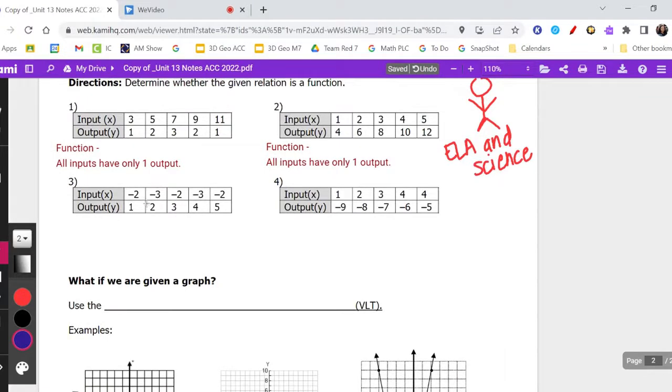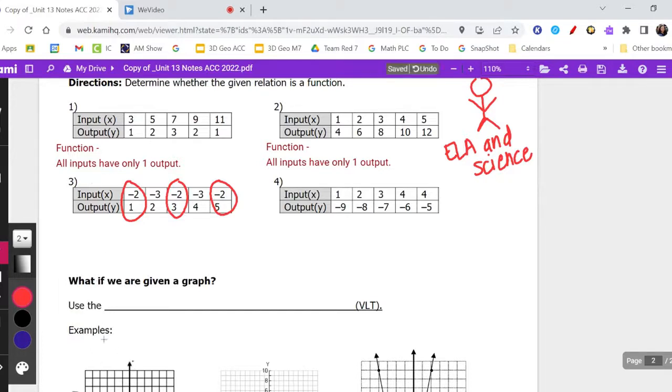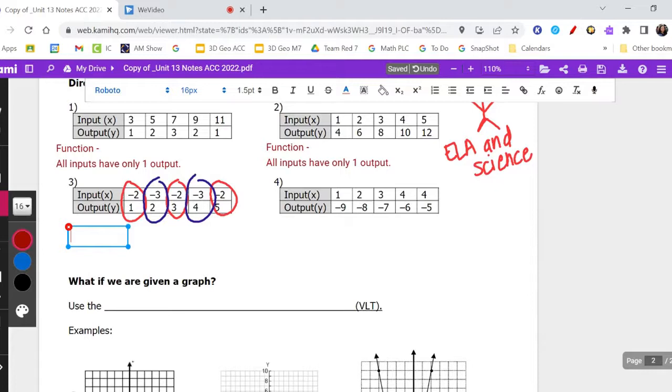All right, next one. Negative 2 goes to 1. Negative 3 goes to 2. Negative 2 goes to 3. Negative 3 goes to 4. Negative 2 goes to 5. Is this a function? No, because here negative 2 is expected to go to 1, 3, and 5. That's like if I expected you guys to be in ELA, science, and math at the same exact time. It's impossible. Negative 3 is expected to go to 2 and 4 at the same time. That's also making it not a function. So we're going to say not a function. Inputs have multiple outputs.